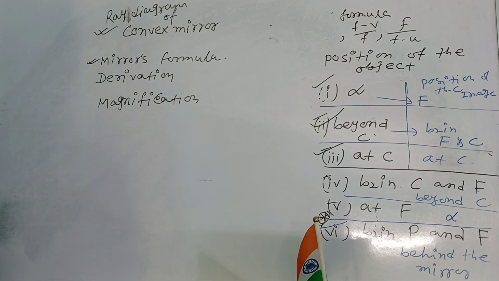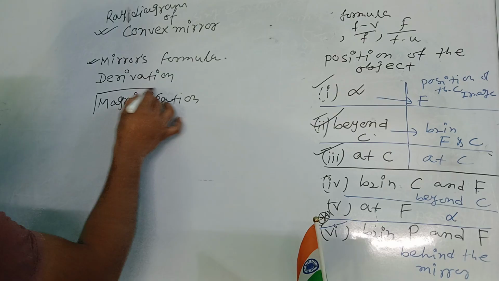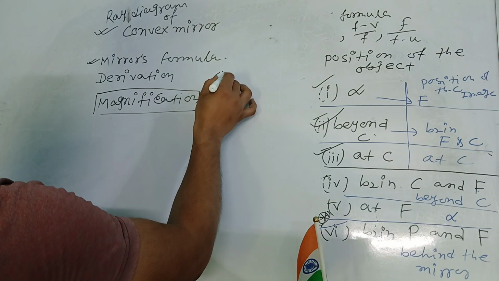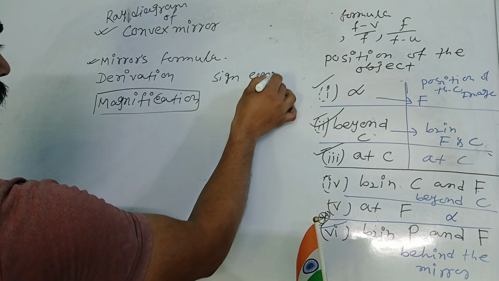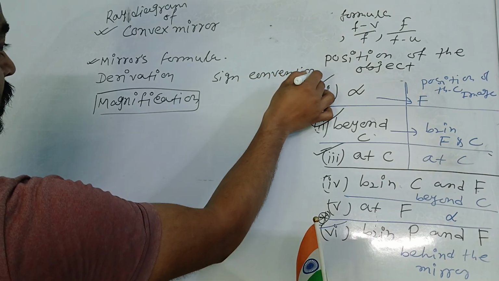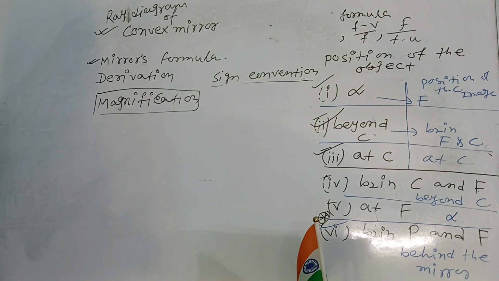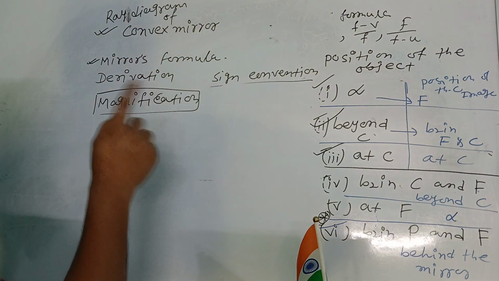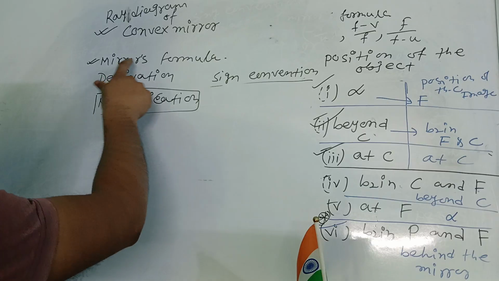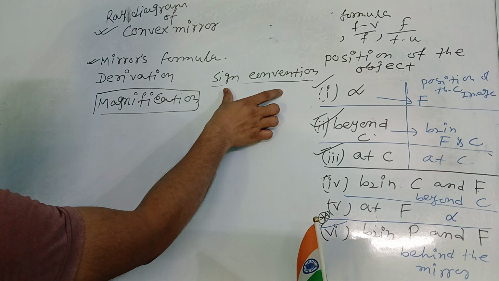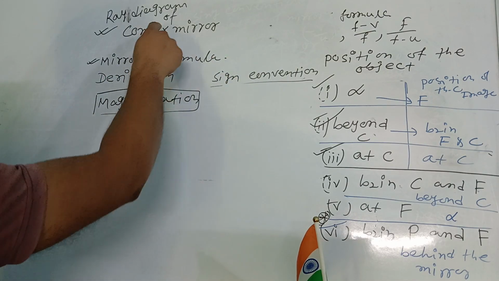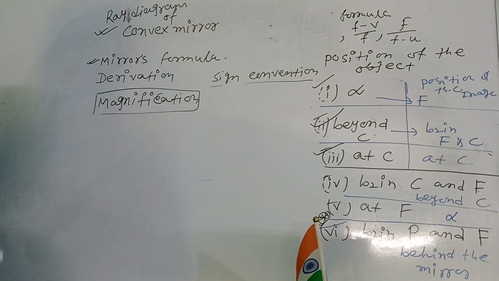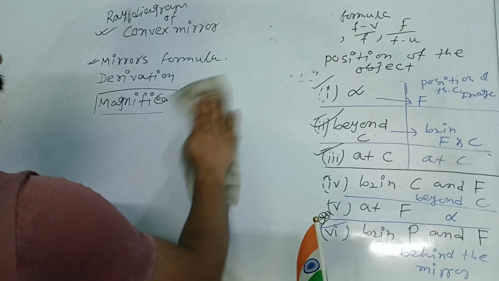And before going to magnification, we'll discuss sign convention. So one by one. First the ray diagram, then sign convention, then the mirror formula and derivation, then magnification. So now, start.